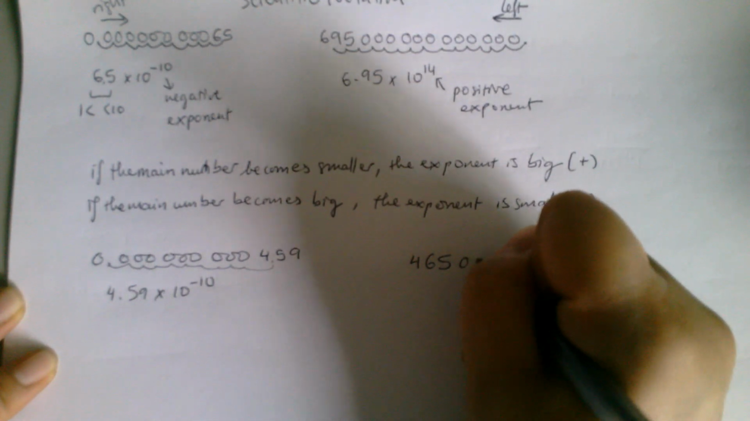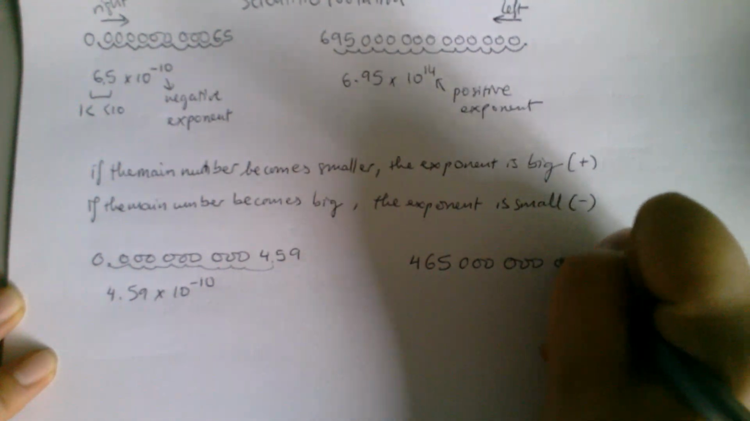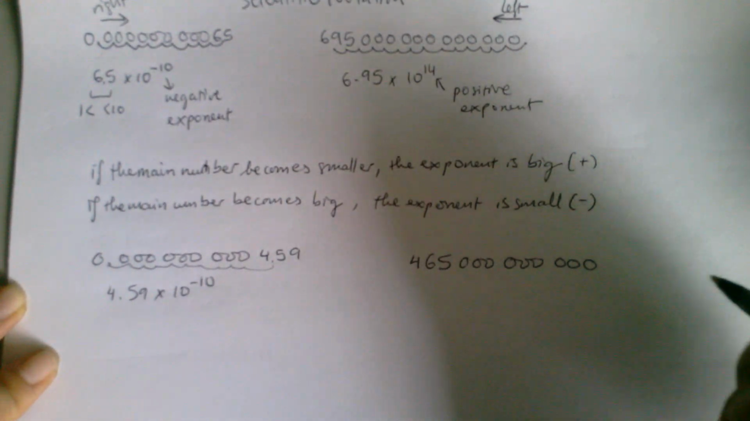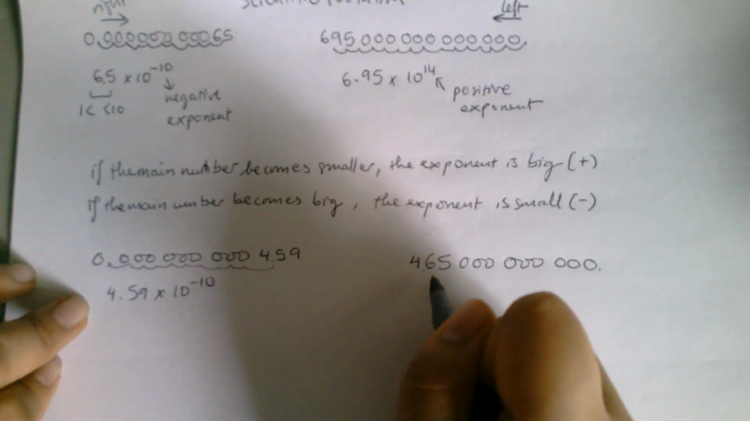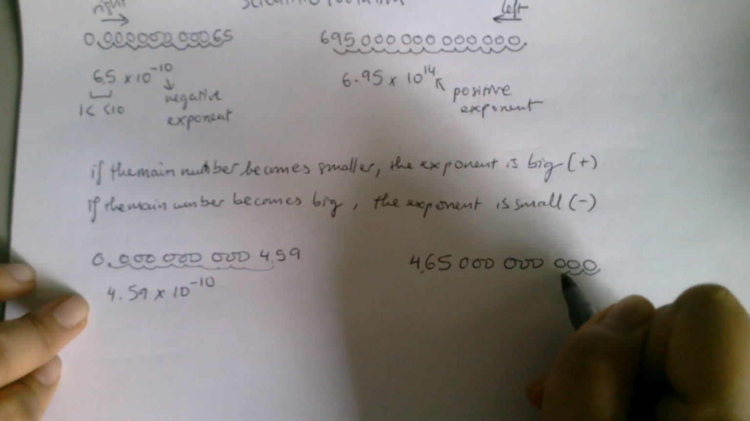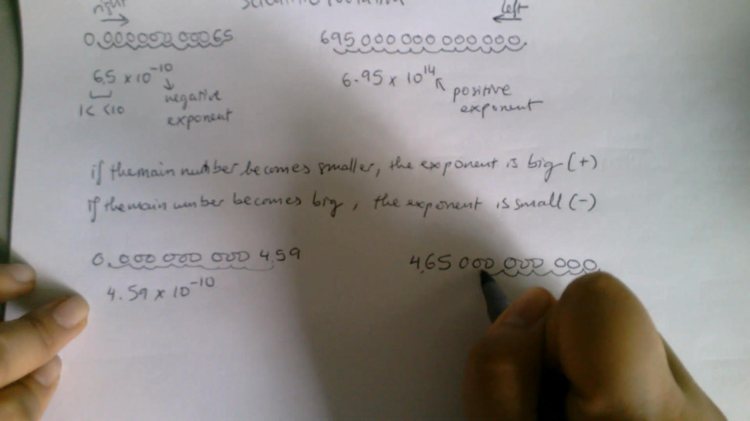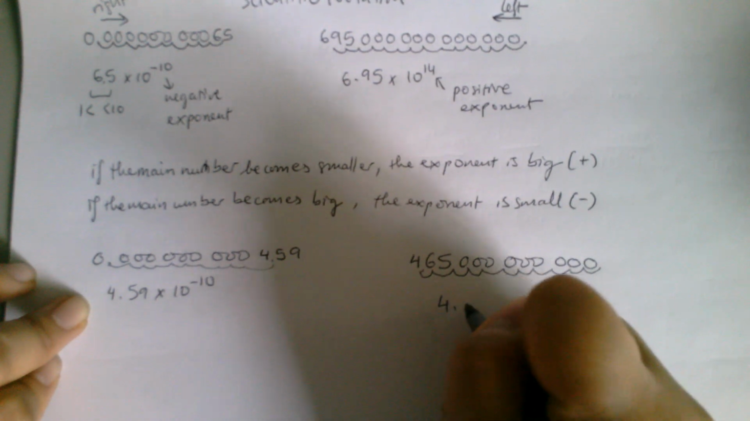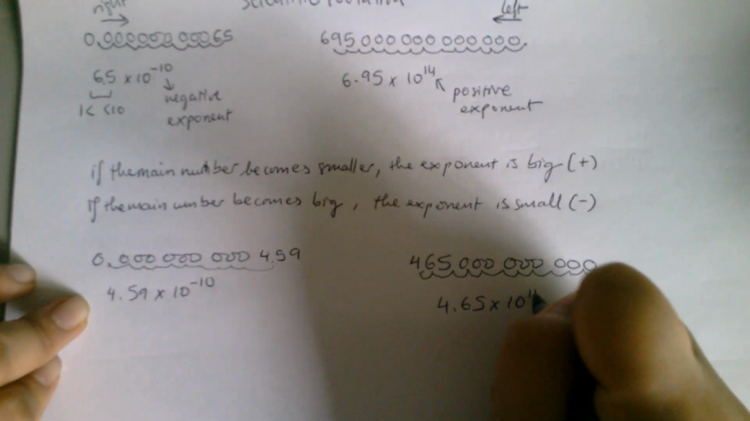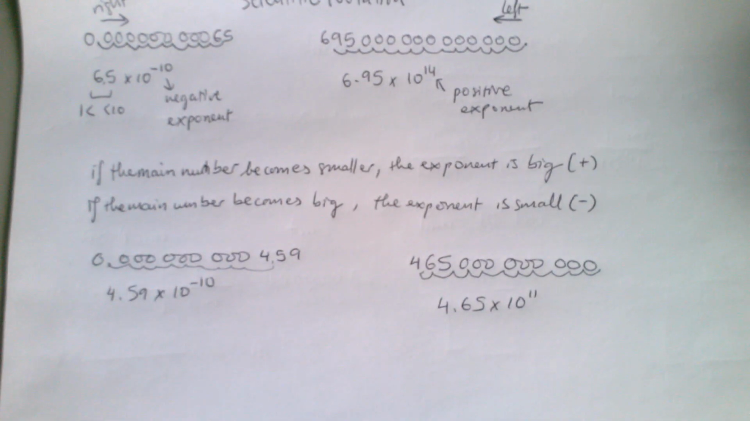Or we can do 465, and we have to move the decimal from here to here. So 1, 2, 3, 4, 5, 6, 7, 8, 9, 10, 11. 4.65 times 10 to the 11. So now, let's look at all the problems together in the next video.